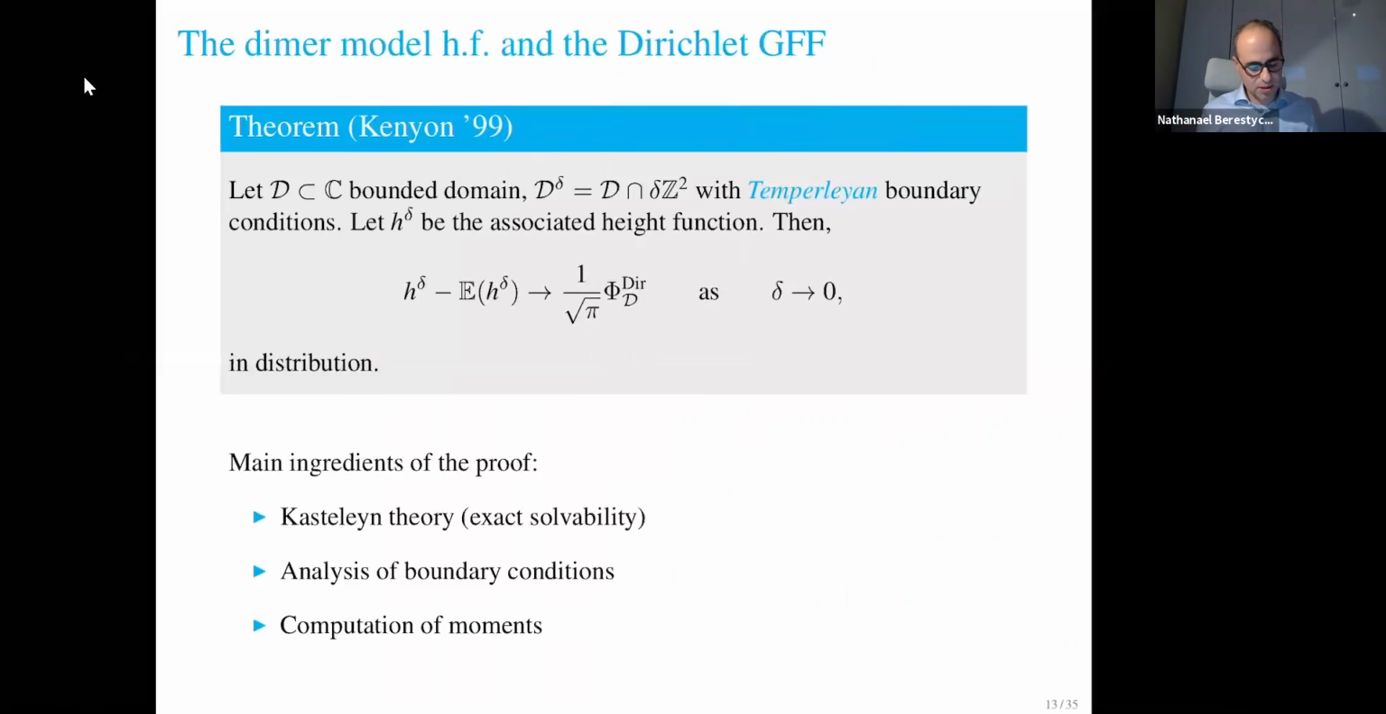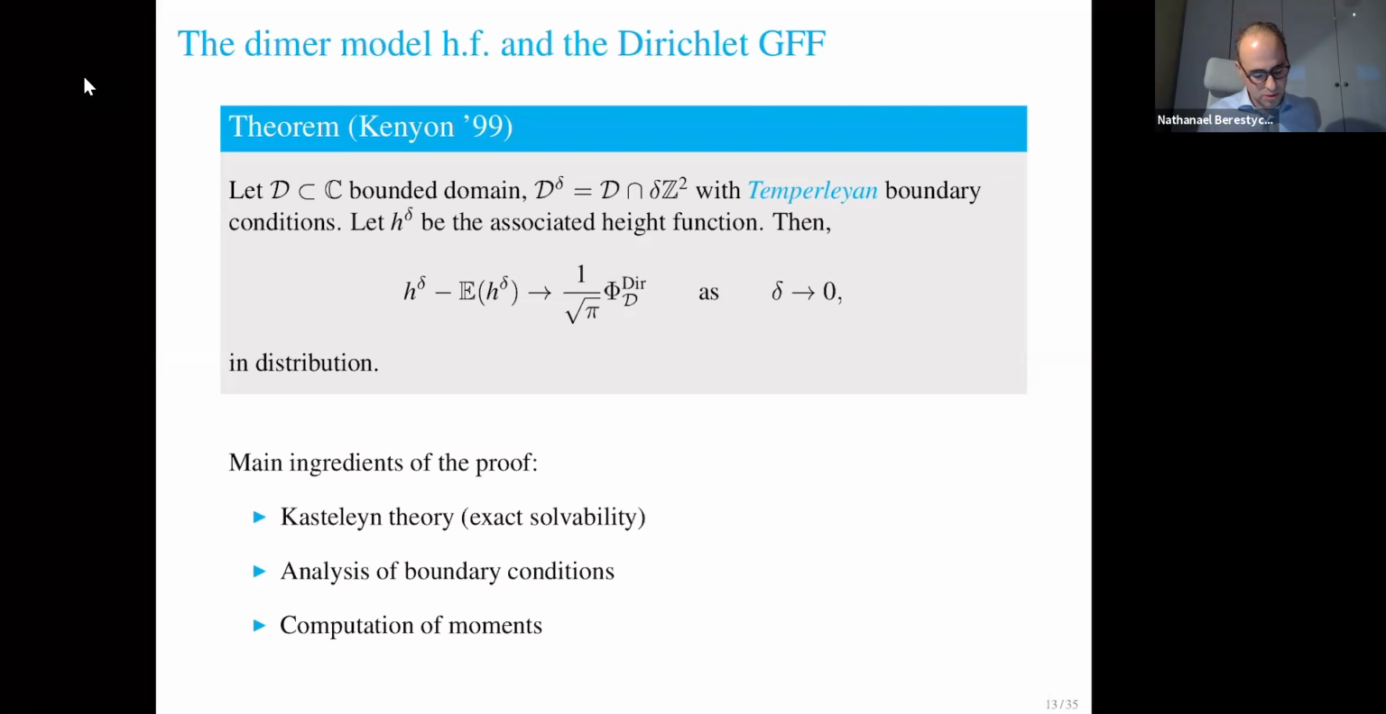So what is Kenyon's really groundbreaking result, I think? It was the first time in probability and in statistical mechanics that there was a proof of conformal invariance for a model of statistical mechanics. So this was really a big deal when it came.